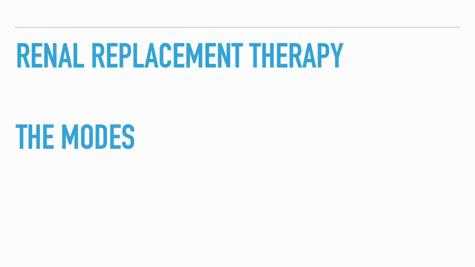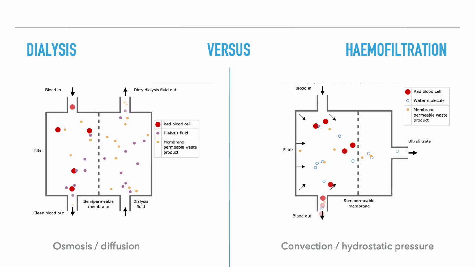So now we've talked about the indications, let's talk about the modes of renal replacement therapy. This is crucial to understand renal replacement therapies in critical care. Now, most people will be familiar with dialysis as a mode of renal replacement therapy, but it's not the only mode. Dialysis, as I'm sure you will classically think of, is the mode where there is a countercurrent flow and then there's diffusion between the blood and a dialysate over a semi-permeable membrane.